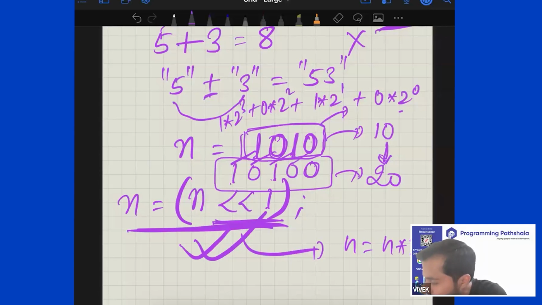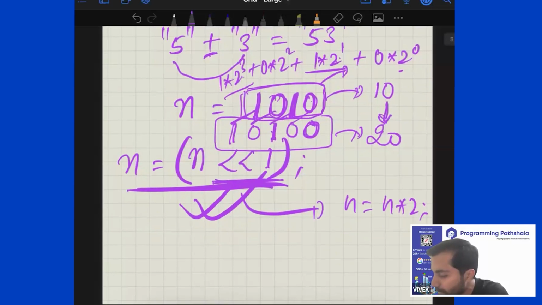Because if this 1 over here was corresponding to 1 into 2 power 1, here it would correspond to 1 into 2 power 2. Similarly, this one here, if it was corresponding to 1 into 2 power 3, here it would correspond to 1 into 2 power 4. So this thing gets a factor of 2, this thing gets a factor of 2, everything gets a factor of 2, and at the end there is 0. So the number becomes 2 times of what it really was, right?